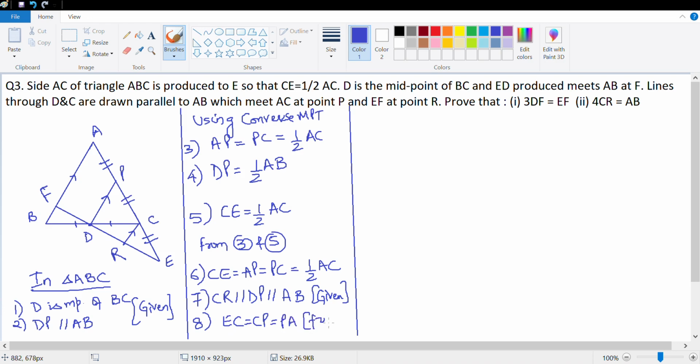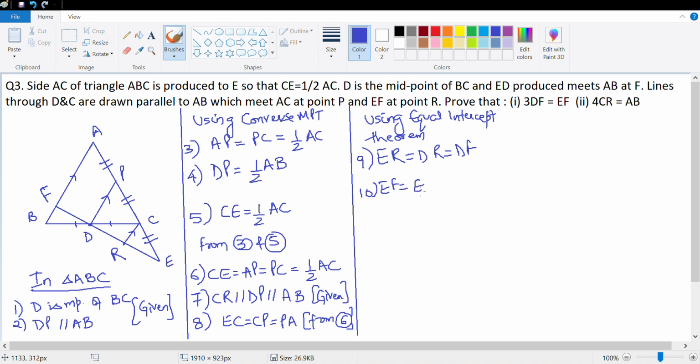This is from 6. So using equal intercept theorem, what do I get? Using the equal intercept theorem, I get number 9, which is ER is equal to DR is equal to DF. Perfect. So now I already know that EF, I can write EF as ER plus DR plus DF.